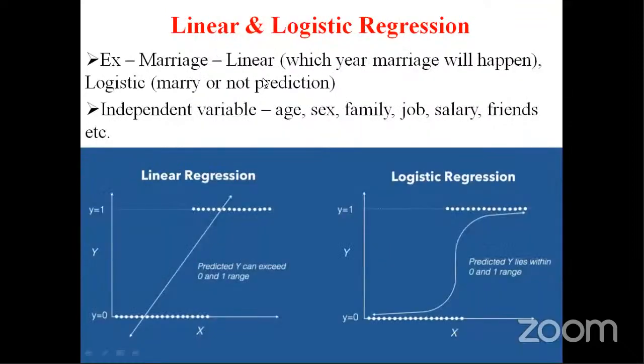Here I explained 2 types of outputs. The data is the same and the input parameters are the same, but you may want to predict in which year the marriage happens, which is a different output category, or whether he will marry or not, whether the marriage process happens or not.